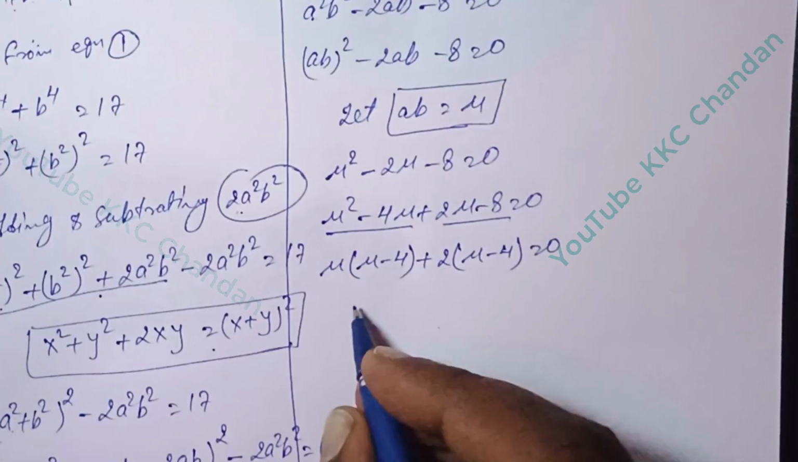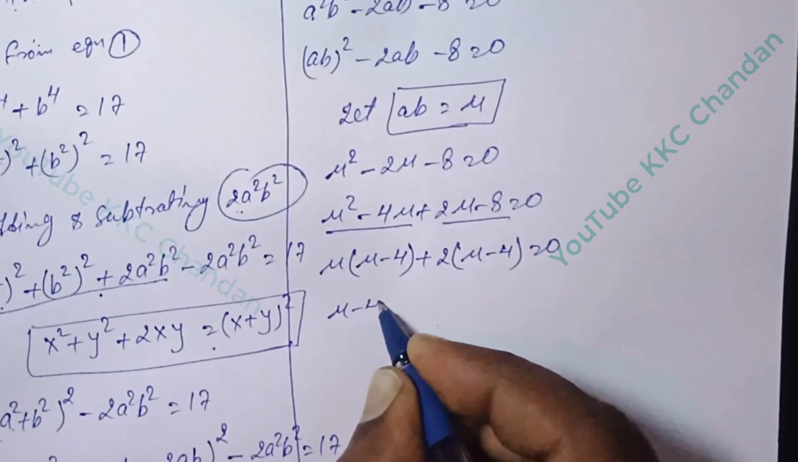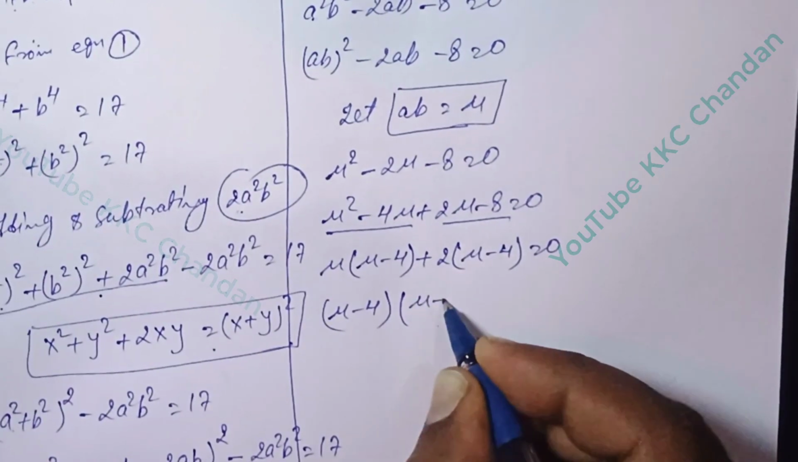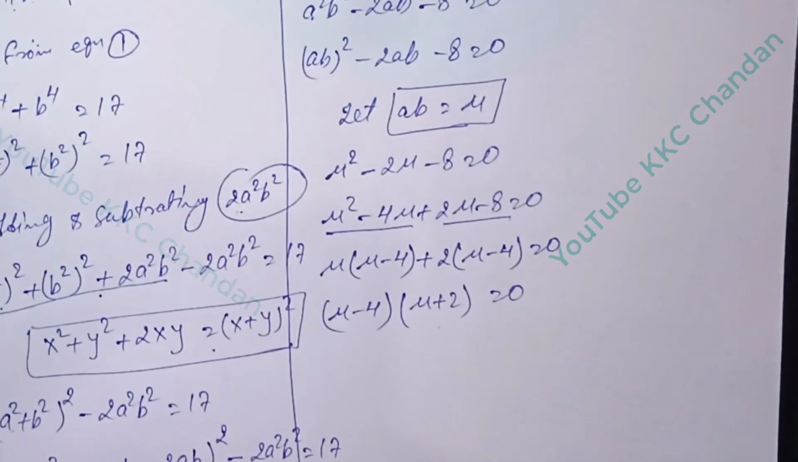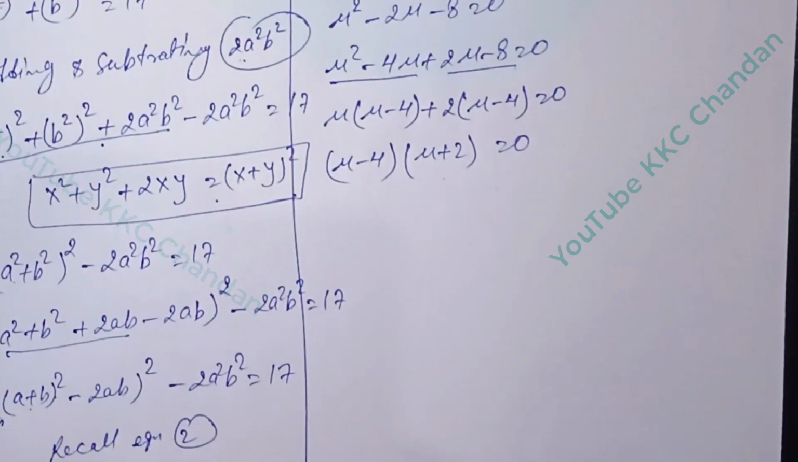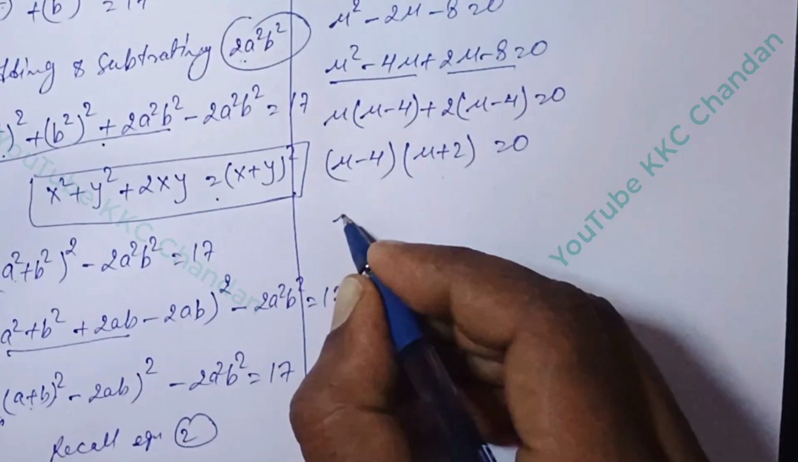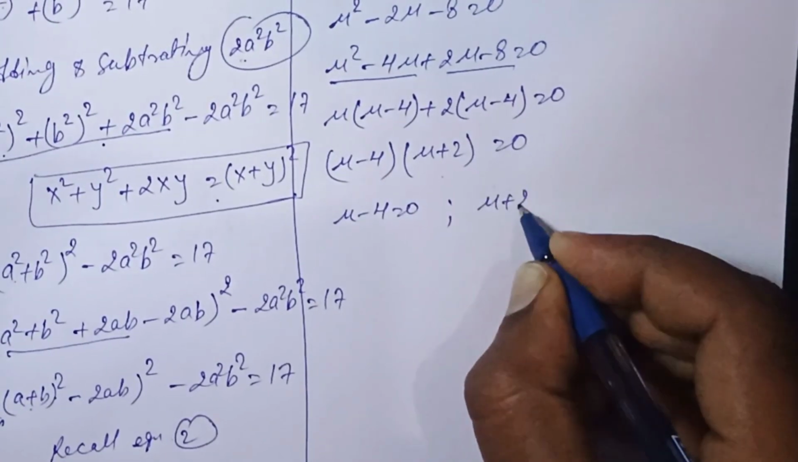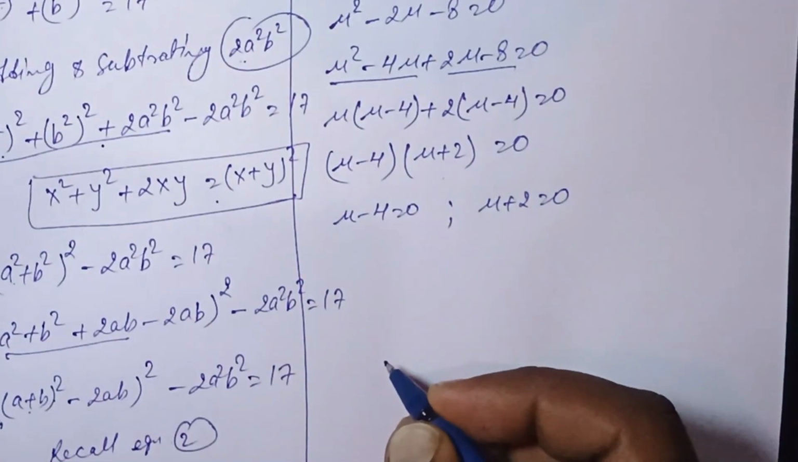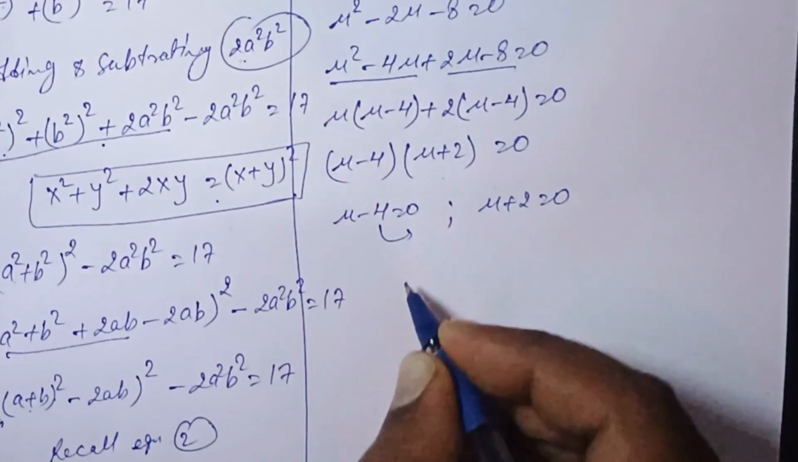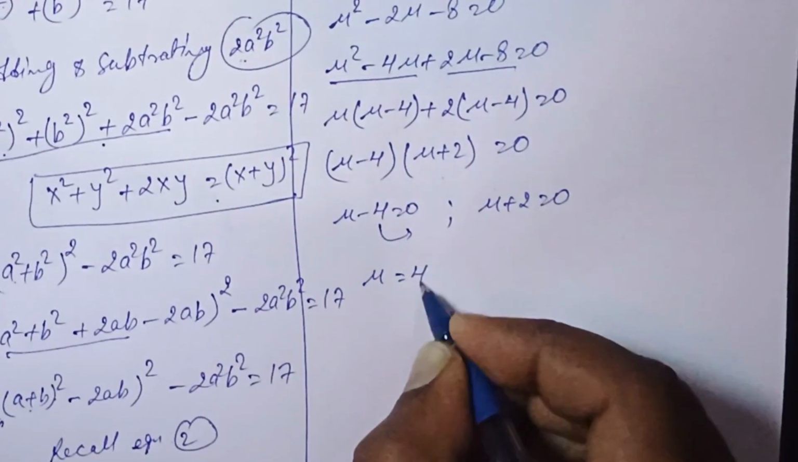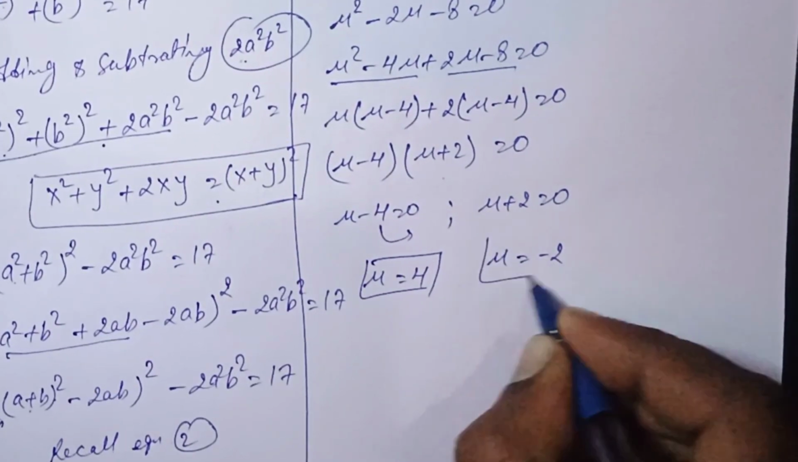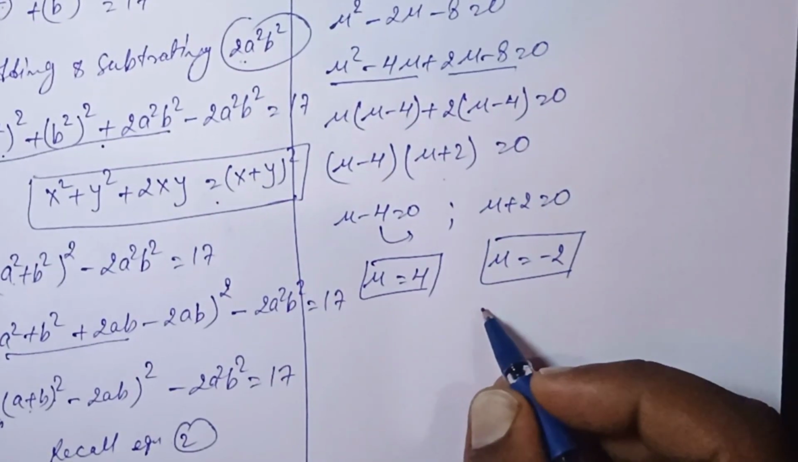After next step, see here: (u minus 4)(u plus 2) is equal to 0. Here two equations arise. First equation, u minus 4 is equal to 0. Second, u plus 2 is equal to 0. Therefore 4 comes to this side, so u is equal to 4. Here u is equal to minus 2. Here two values of u arise.